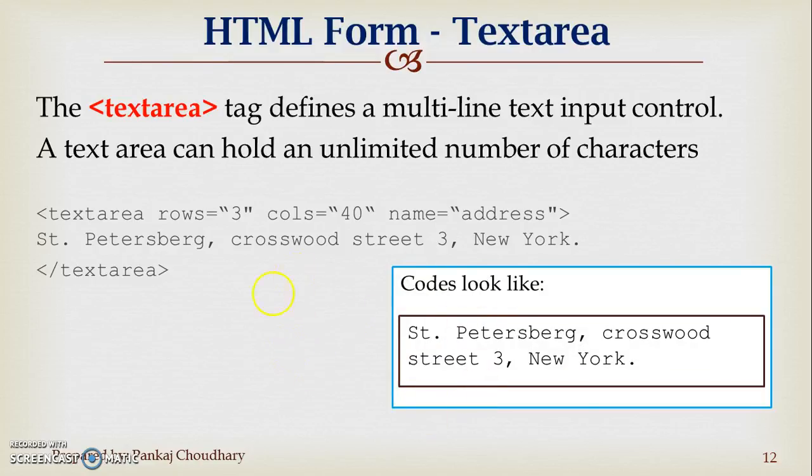So this is the 3 visible line area for the rows, and the 40 column area is this. This is visible. When we increase the size from 40 to 80, it will display a larger box in width. When we increase the row size, the height of this textarea increases.